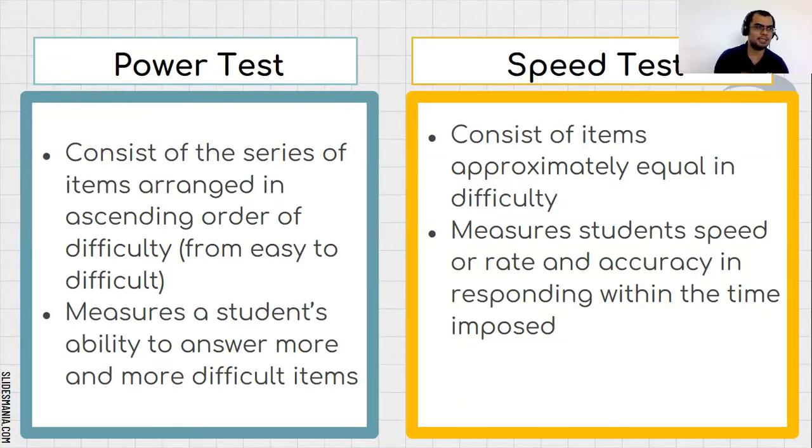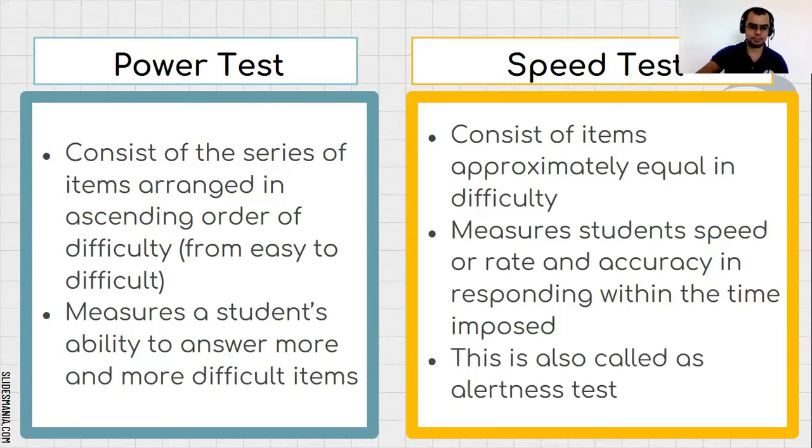So if you are taking these power test and speed test, it's not necessary that you are going to finish these exams. Because these exams are time bounded, and of course, it measures your accuracy, the number of correct answers after taking the exams. Again, power test, increasing level of difficulty, speed test, the same level of difficulty. And speed test is also called alertness test.